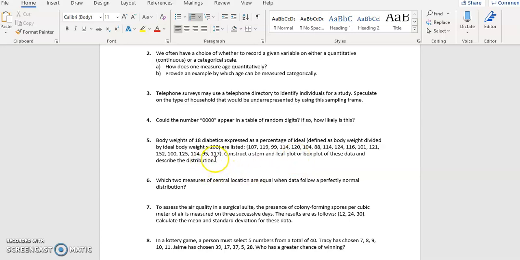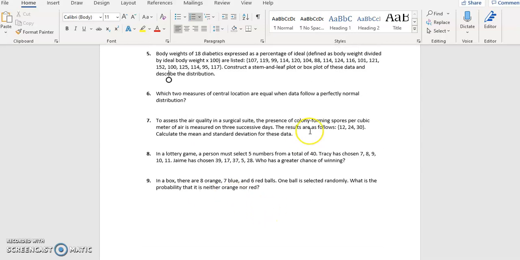Now make sure you then describe the distribution. So there needs to be at least a sentence that describes what's going on. You could talk about it being symmetric, you could talk about the data being skewed, you could talk about outliers, anything that's interesting about the data.